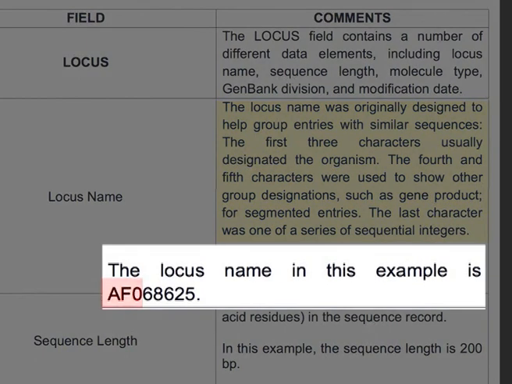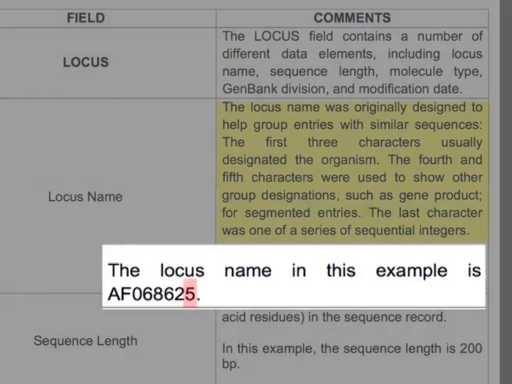The locus name was originally designed to help group entries with similar sequences. The first three characters usually designated the organism. The fourth and fifth characters were used to show other group designations such as gene product for segmented entries. The last character was one of a series of sequential integers.